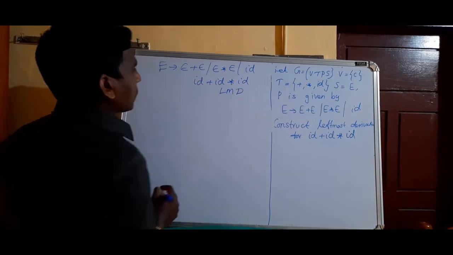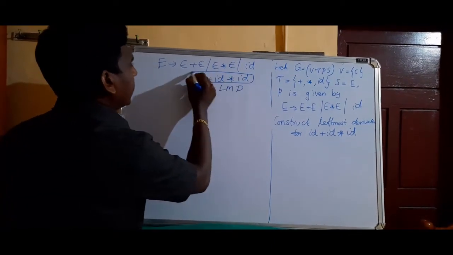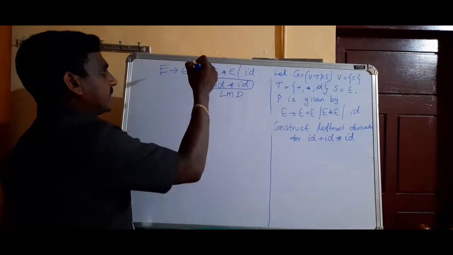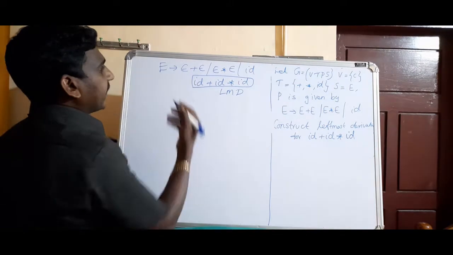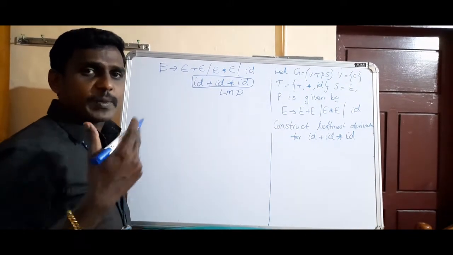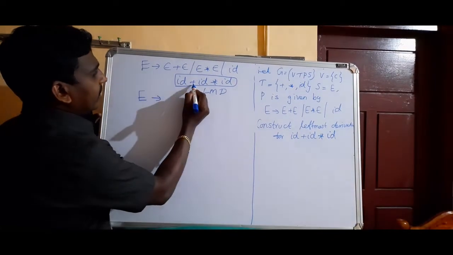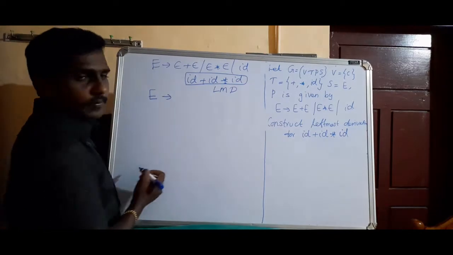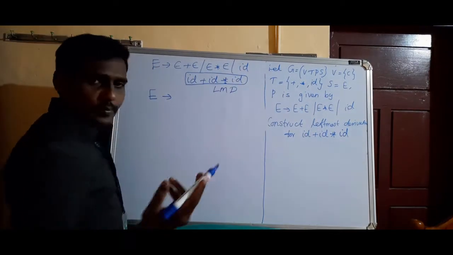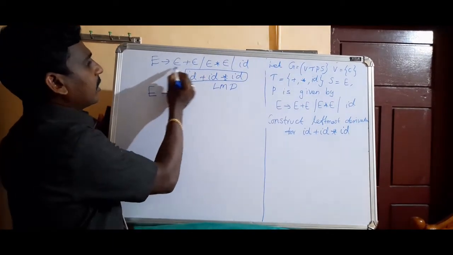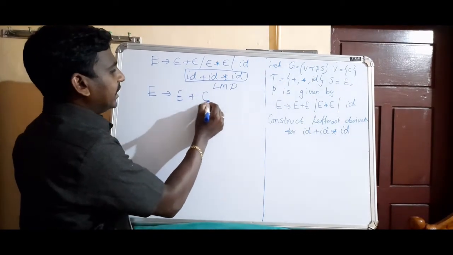So we will derive this using the leftmost derivation, LMD. This is the string they have given, and this is the grammar. From this grammar we are going to derive the string. The definition is expanding the start symbol. Here I have plus and here I have star, so I can use either term first. First I will use this term: E tends to E plus E.